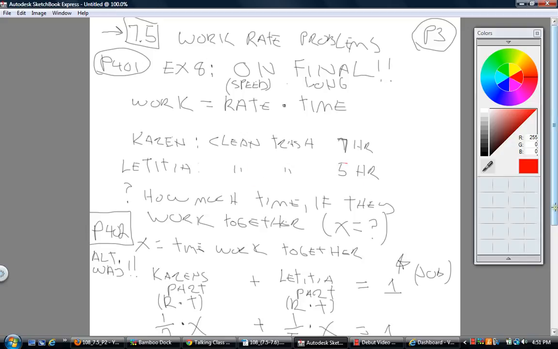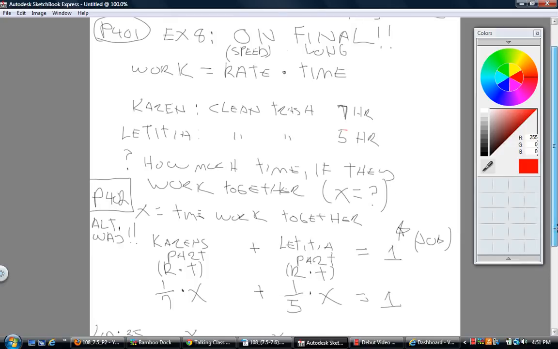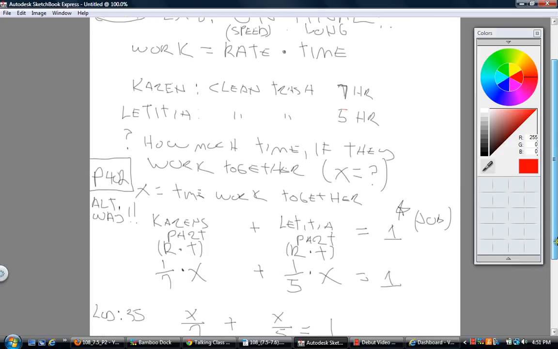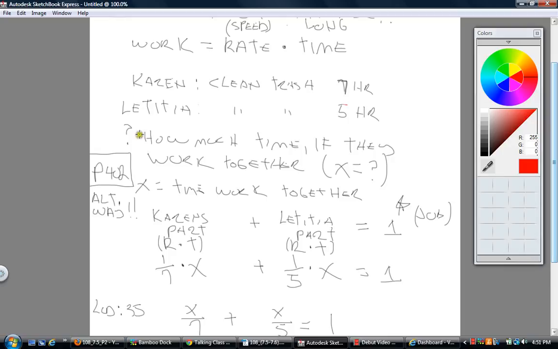Now, method number 1 is on page 401. This is how I kind of like to do them, so I'm going to go through that. If you're not happy with it, alternate method number 2 is on page 402. But let me work on method number 1 here. So x is the amount of time you're going to work together. Here you've got Karen cleaning, Lieta cleaning, and here's the deal.